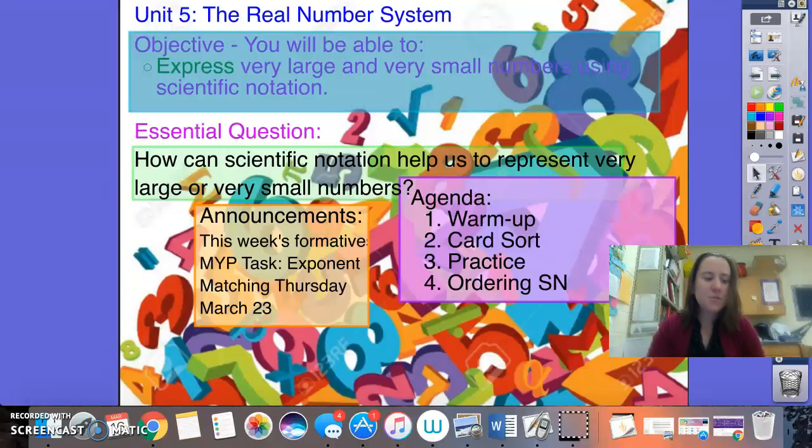All right, in day 2 of scientific notation, we are still talking about expressing very large or very small numbers using scientific notation. Thinking about how scientific notation actually helps us in both representing large and small numbers and ordering large and small numbers. So we'll get into ordering today.